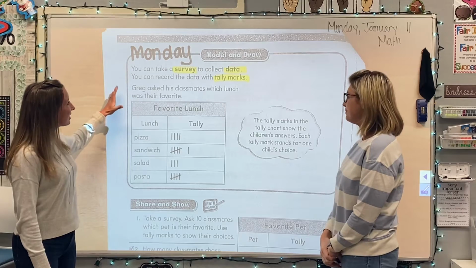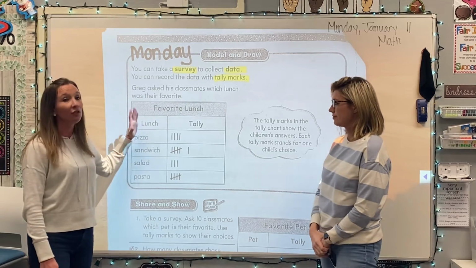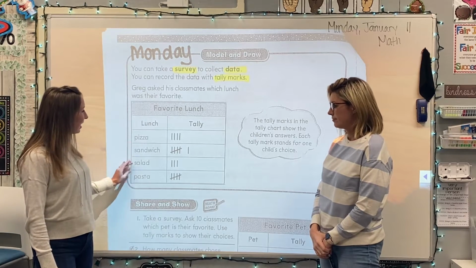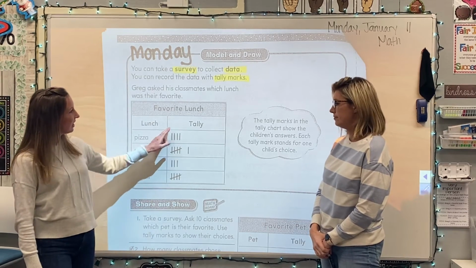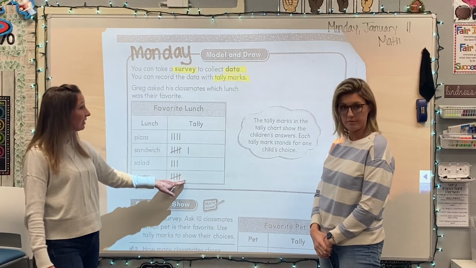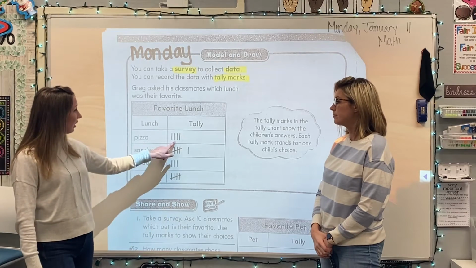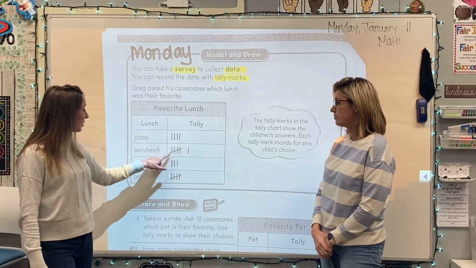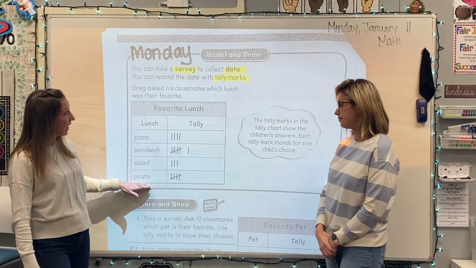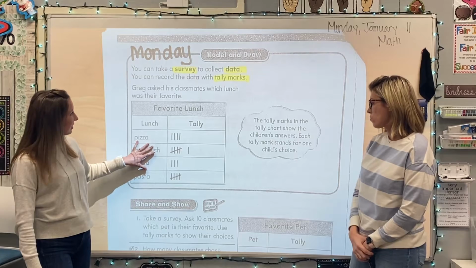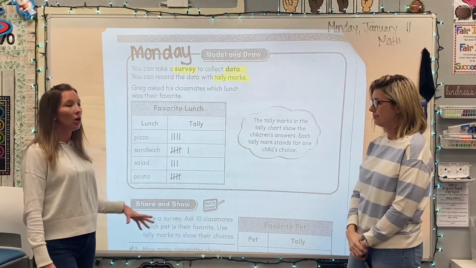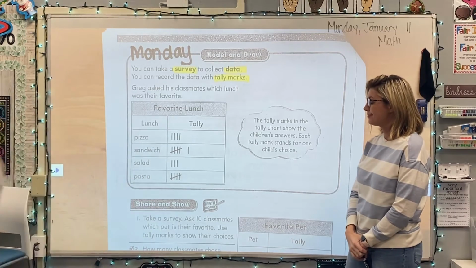It says that Greg asked his classmates which lunch was their favorite. And he has 4 choices: pizza, sandwich, salad, and pasta. And you can see that in our chart over here, the tally marks represent how many students liked each of those. So it looks like 4 students liked pizza, 6 people preferred a sandwich, and the information goes all the way down to the bottom. So what a great representation. I think there's some problems at the bottom of the page that we really want to do along with you. So I'm going to move that up.